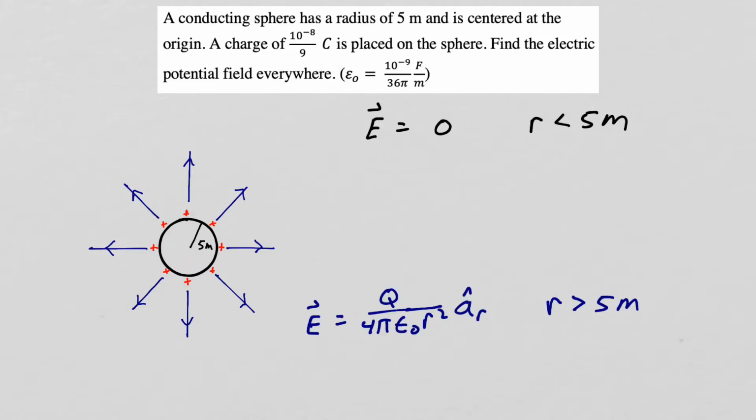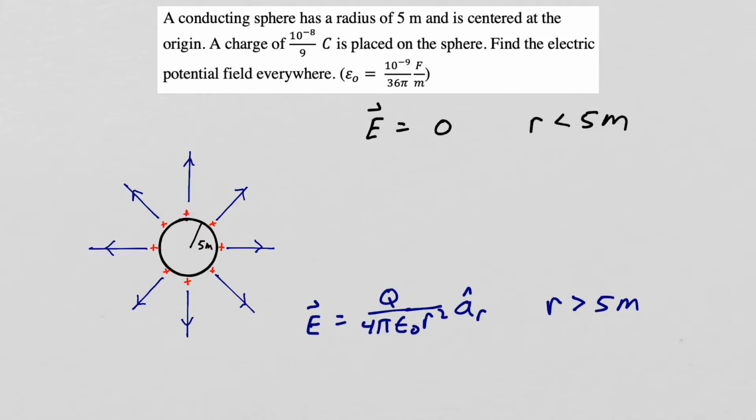By now you should be getting comfortable enough to just write down the electric field intensity for r greater than 5. It's whatever charge you've put on the sphere divided by 4 pi epsilon sub 0 r squared, in the radial direction. If not, go ahead and pick a Gaussian surface that is a sphere of radius r, where r is greater than 5 meters. Find your electric flux density field, and then divide by epsilon sub 0.